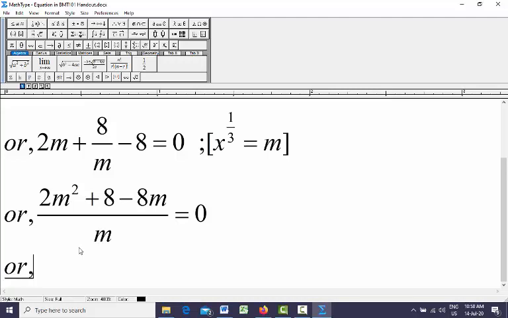Right, so now we can do cross multiplication. That means we can multiply m with 0. Cross multiplication, in Bangla we call it arari gun. If we multiply m with 0, we get 0. So that means this one will be equal to 0.